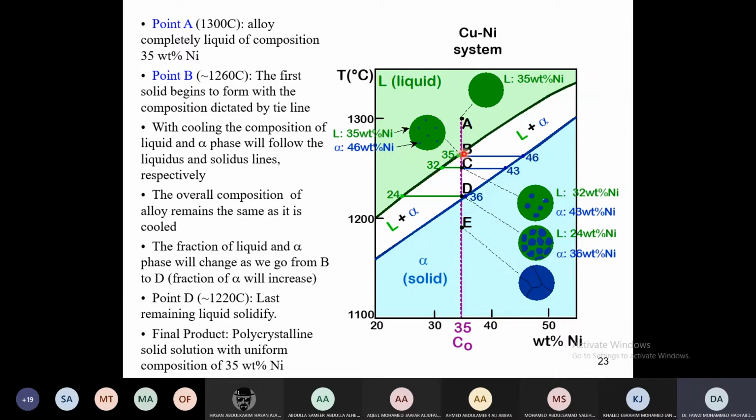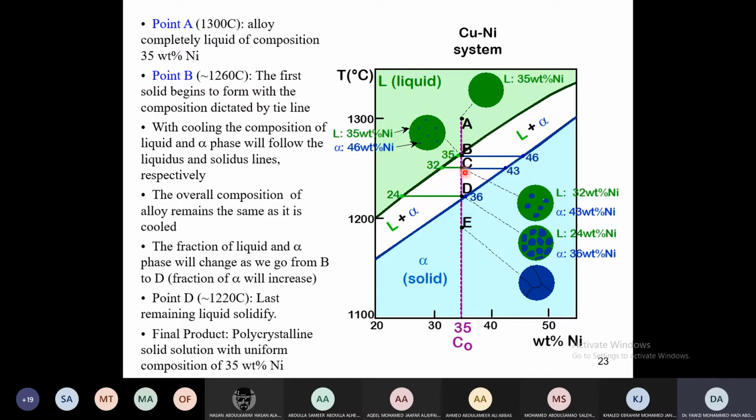So it is a small amount of the alpha solid solution. But as you go down, there is a change happening. The compositions are changing. This is the composition of the solid, and that's the composition of the liquid. As you go down, the composition of the solid and the liquid is not constant. It is variable. As we go down further, at point C, for example, the composition of the solid becomes 43%, and the composition of the liquid becomes 32% by weight nickel.